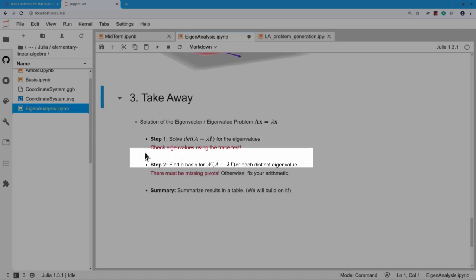Once we have the eigenvalues, we're going to proceed to step 2, where we find the eigenspaces. But the eigenspaces are just the null space of A minus lambda I for each of my eigenvalues, lambda. And again, what I want you to remember is that as you try and compute those null spaces, there must be missing pivots. You can't find just the solution x equals 0 and say that's an eigenvector. It is not. If there's not a missing pivot, you need to fix your arithmetic. And finally, we are going to summarize our results in a table. And the reason for that is we're going to build on that table. It's going to capture everything so it's easy to see, easy to understand.